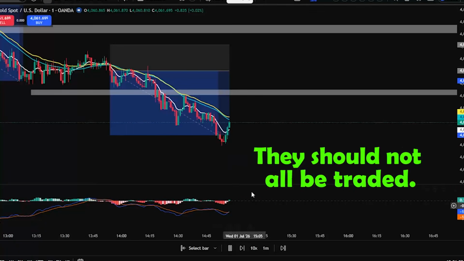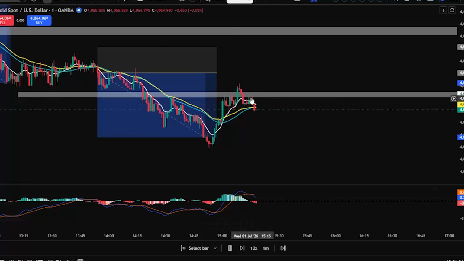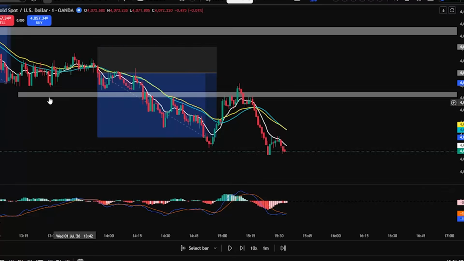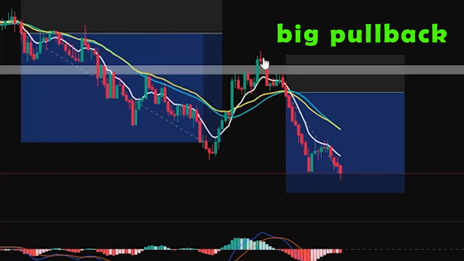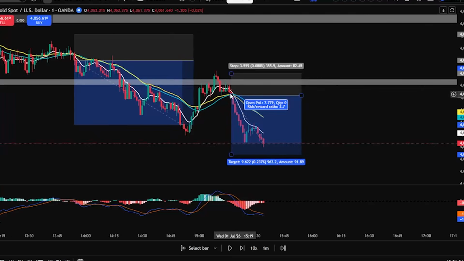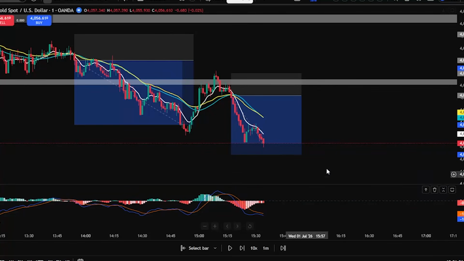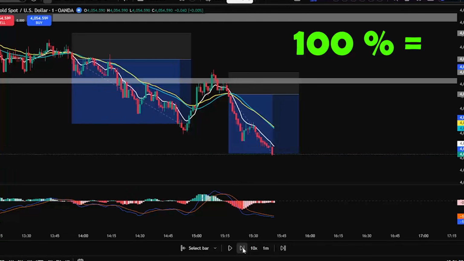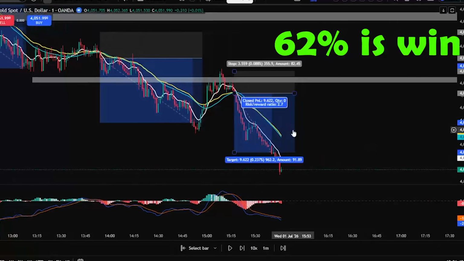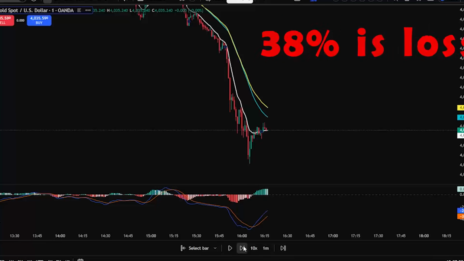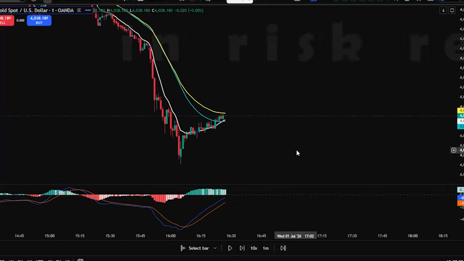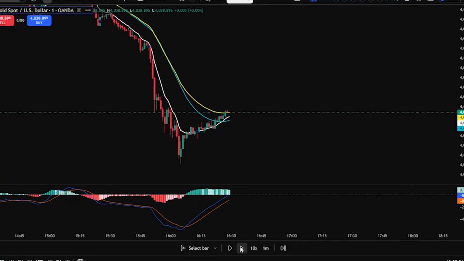The results showed that not every crossover was worth taking. The setups with EMA confirmation only produced more false signals because gold often creates sharp pullbacks during volatility. But when MACD confirmation was added, many low-quality entries were filtered out. From the 100 tested setups, 62 trades reached the target area, 38 trades ended as losses or invalid setups. Average risk to reward was around 1.8 to 1. The best results appeared during London and New York overlap sessions when gold volume increased.